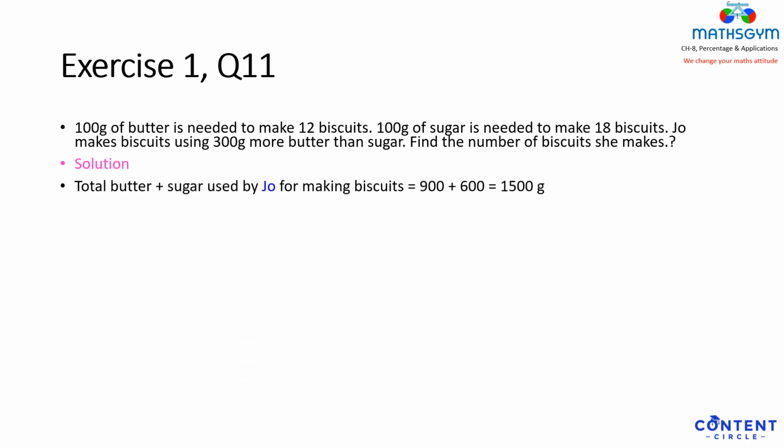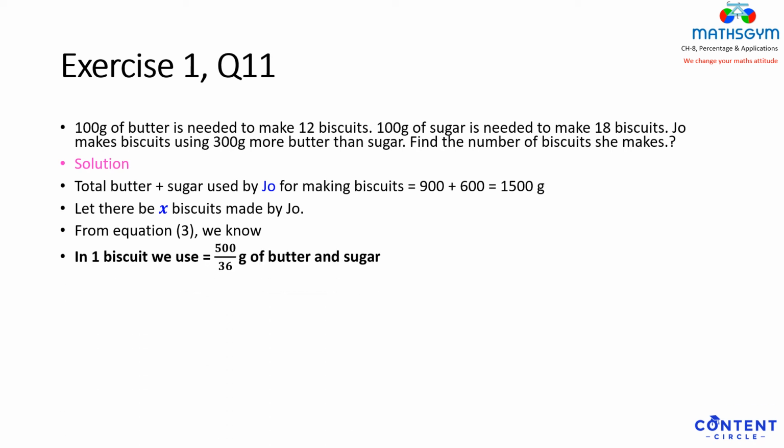We have got total butter and sugar used by Joe for making biscuits is 1500 grams. Let there be X biscuits made by Joe. We don't know how many biscuits are made, so let's assume that it is X. Now from equation 3, which was there in the first slide, you can always go back to the video and check. We know that in one biscuit, we have used 500 upon 36 grams of butter and sugar. And please note, we have purposefully not simplified any of these fractions because we know we are eventually going to cut it off.